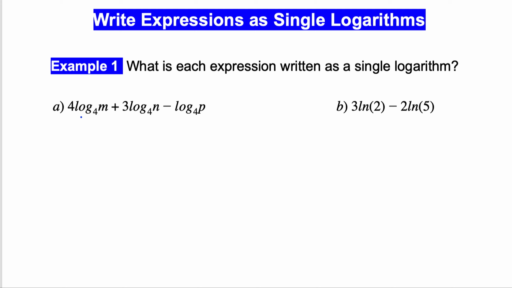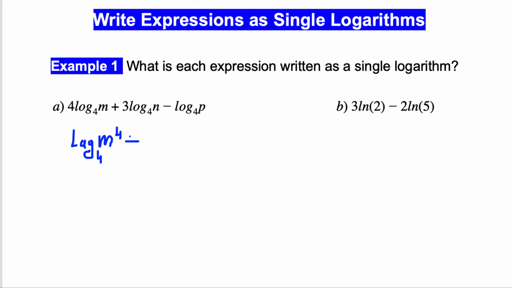First of all, we are seeing here we have a 4, so this is related with the power. First of all, let's take care of the power, the power property of logarithms. The power we know goes in an exponent. This 4 here goes in exponent of m, and this 3 goes in exponent here of n. And this is going to be 4.